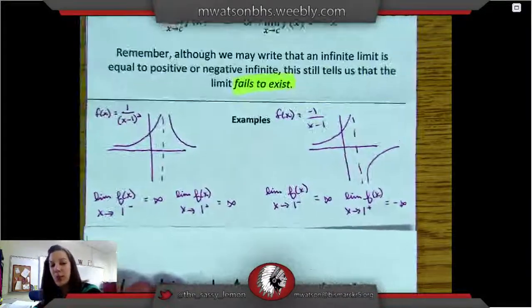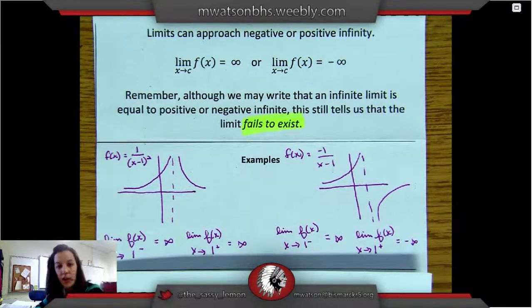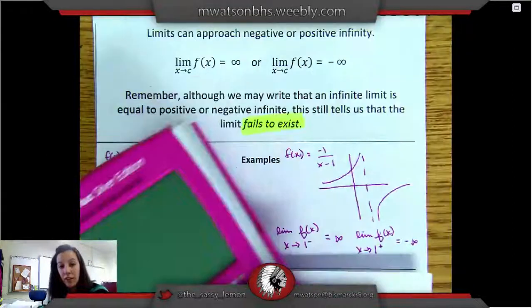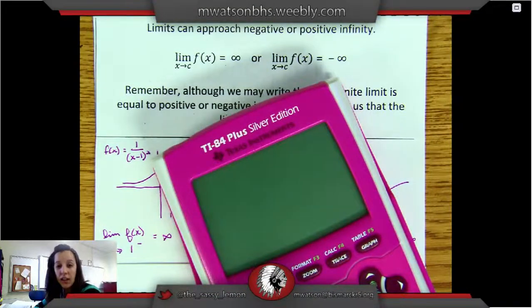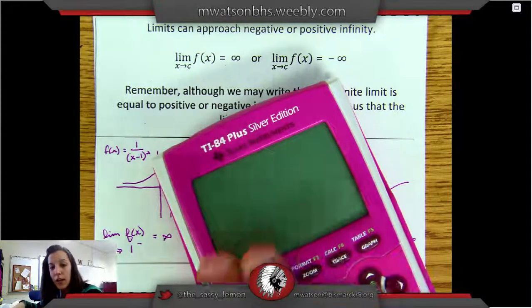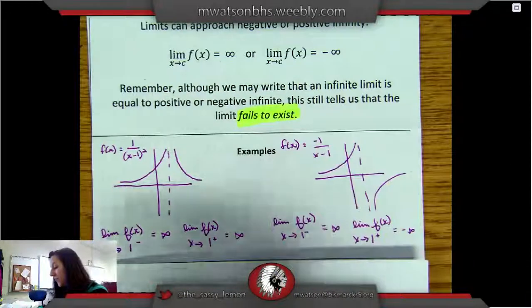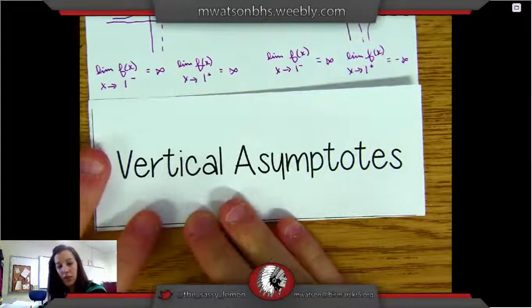Now I will tell you that it is very difficult, if not impossible, to determine infinite limits without having a graph. So your graphing calculator is going to be your best friend. If they ask you to find an infinite limit, you're going to know it's an infinite limit because you can't plug in your c value. You can't plug and chug, but if you can't plug and chug, then you need to have a graphing utility to help you analyze that. And we'll do that a lot in class. Now let's kind of shift gears and talk about vertical asymptotes.